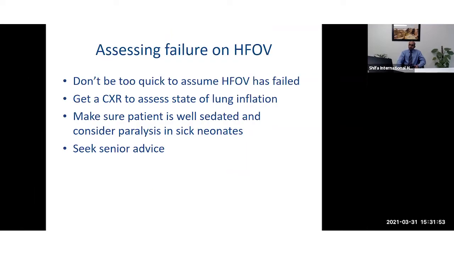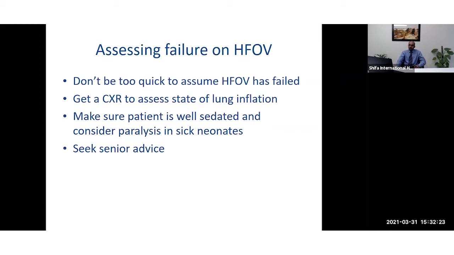We shouldn't be very quick in assuming that high frequency ventilation has not worked. Sometimes these babies need a few hours until they can be stabilized on high frequency ventilation. As I mentioned, get a chest X-ray fairly quickly within an hour or so to assess lung inflation. And depending upon the initial blood gas and on the initial X-ray findings, you can adjust the initial settings by either going up on the mean airway pressure or by adjusting the amplitude.